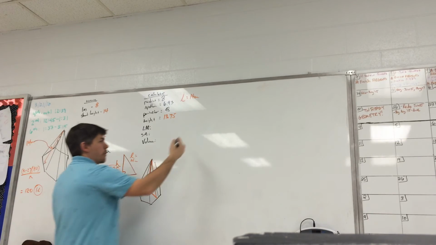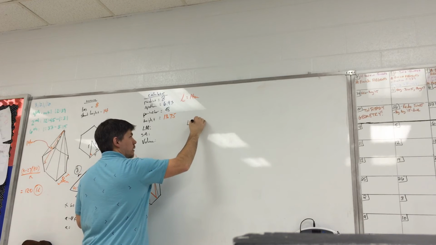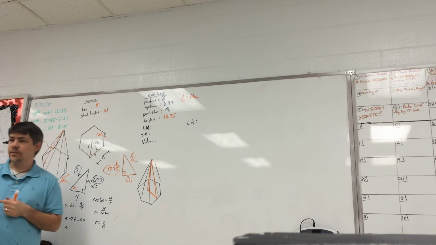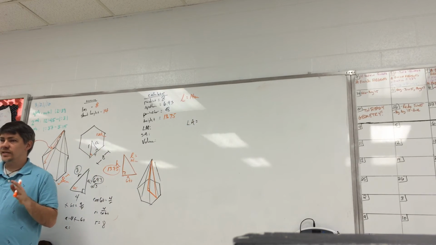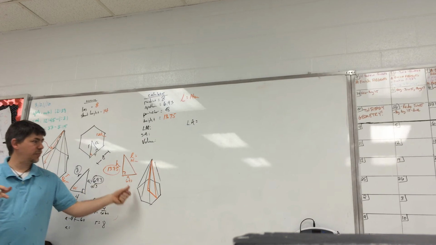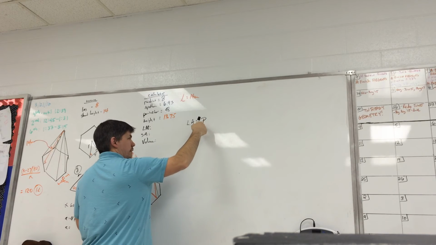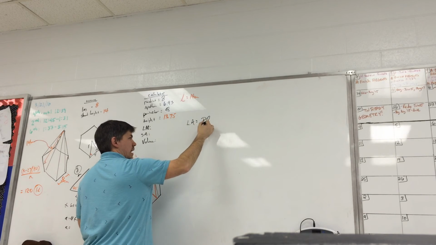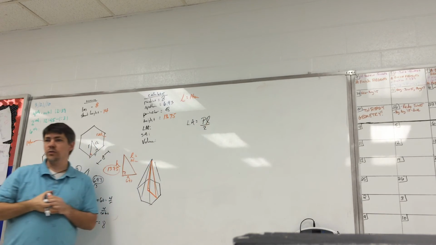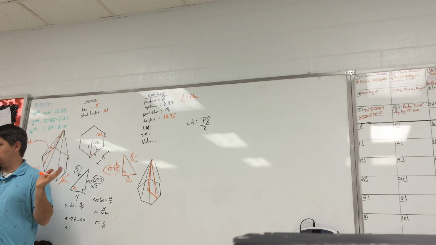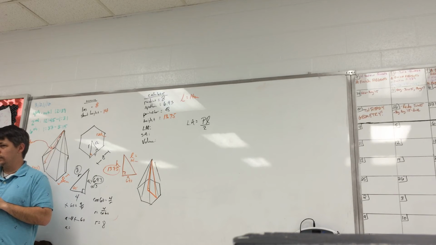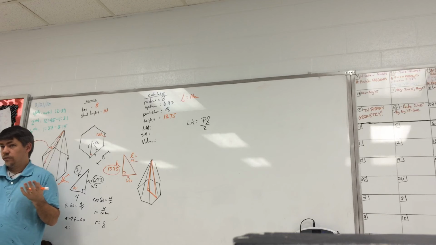Lateral area. How do I find the lateral area? What's the formula? Everything but the base. How many triangles am I going to have? 6. So it's the perimeter of the base times the slant height, then divide by 2, or you can do 1/2 perimeter times the length. Doesn't matter. Does that make sense? That's the formula, if you don't know it yet.